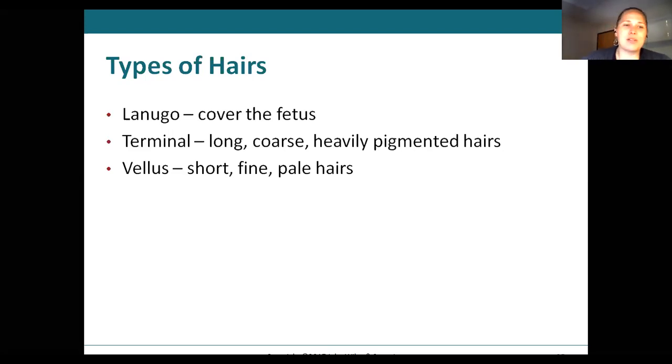The other types of hair you can see here are terminal and vellus. The terminal hair is going to be long, coarse, heavily pigmented hairs, and the vellus is short, fine, pale hairs.